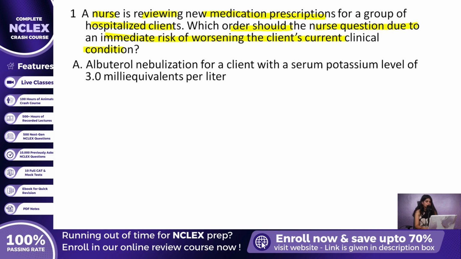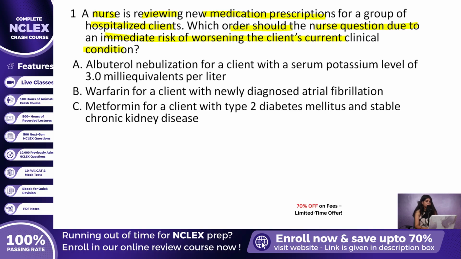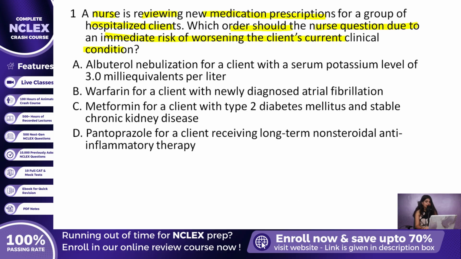Option A, albuterol nebulization for a client with a serum potassium level of 3.0 milliequivalents per liter. Option B, warfarin for a client with newly diagnosed atrial fibrillation. Option C, metformin for a client with type 2 diabetes mellitus and stable chronic kidney disease. Option D, pantoprazole for a client receiving long-term non-steroidal anti-inflammatory therapy. Let us analyze these options one by one and uncover which prescription puts the client at the greatest immediate risk.